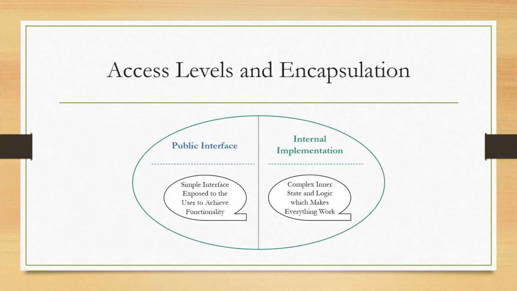All right, so this is just an extension of what I just said about access levels and encapsulation. In general, this is a design guideline in order to produce not just working code, but quality code. So your class has, you could simplify it and say, public and private. The public interface, as I said, you want to be simple because it's exposed to the user and we just want them to get the object to work. That's a very simple idea. The internal implementation is complex inner state and logic, which makes everything work. So those might sound pretty straightforward.